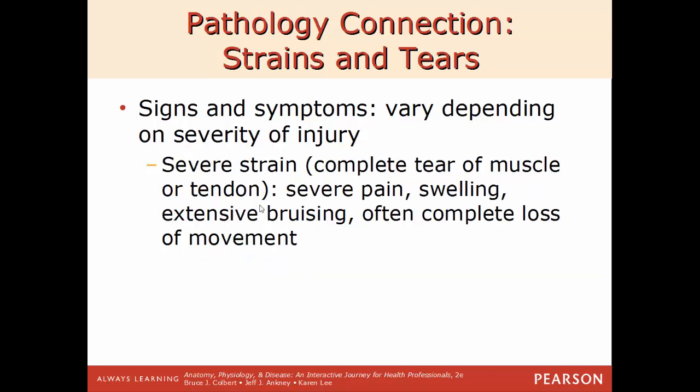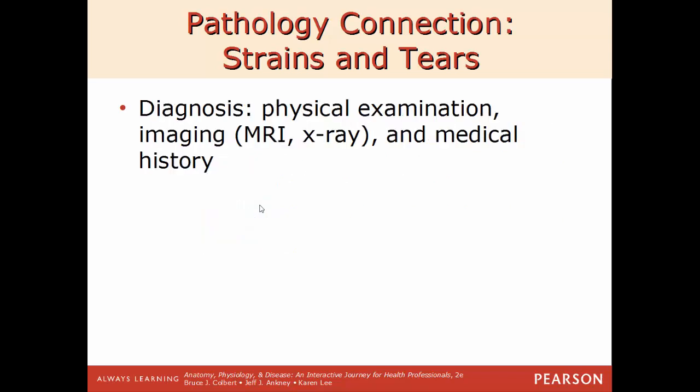And then a severe strain is where you have a complete tear of the muscle or of the tendon. There'll be severe pain, swelling, very extensive bruising, and often a complete loss of movement. If the muscle isn't attached anymore, then it can't work anymore. To diagnose strains and tears, you use a physical exam, x-rays or MRIs, and medical history also.